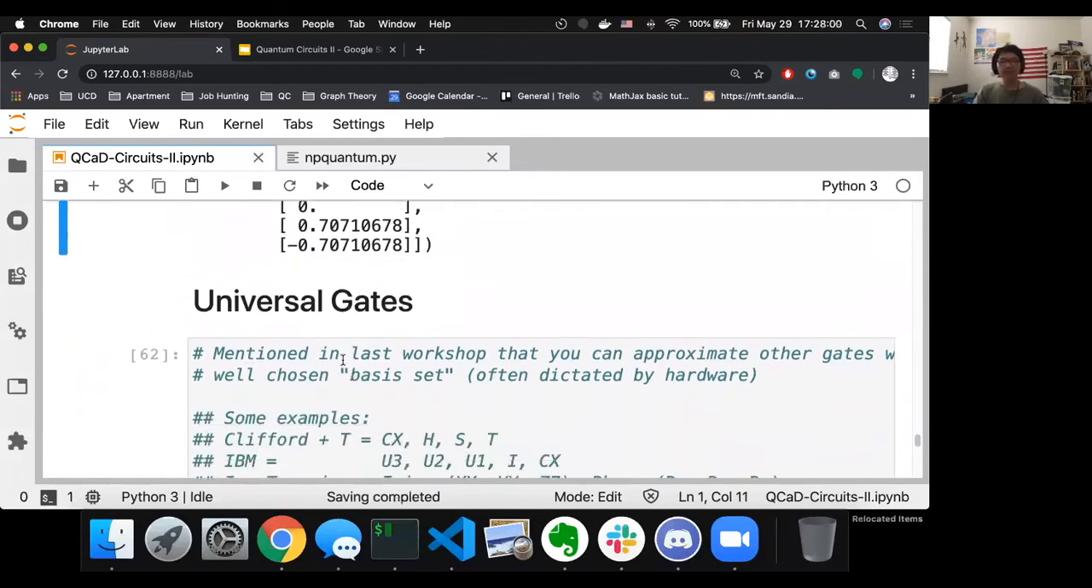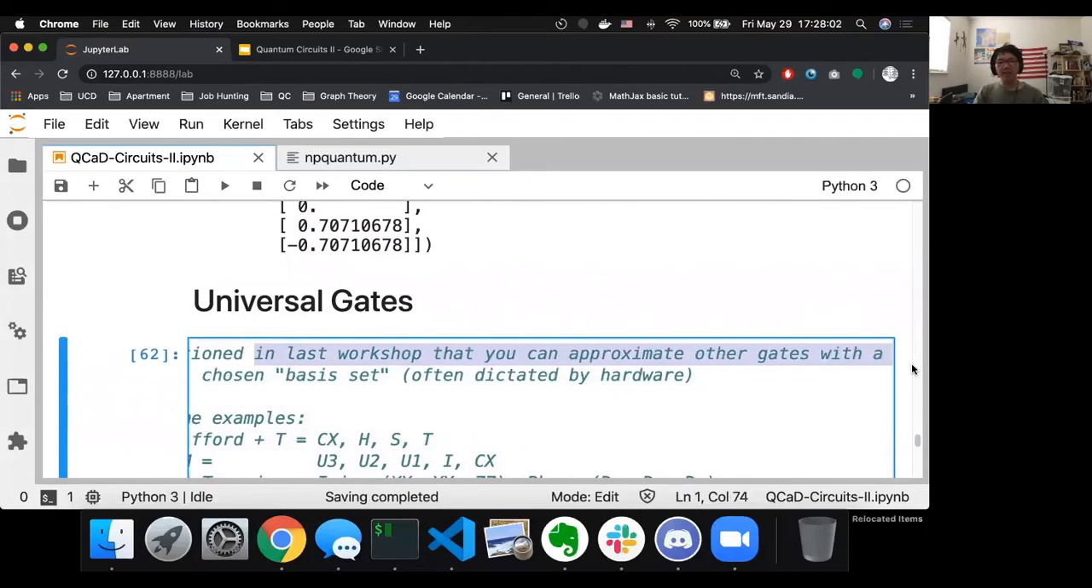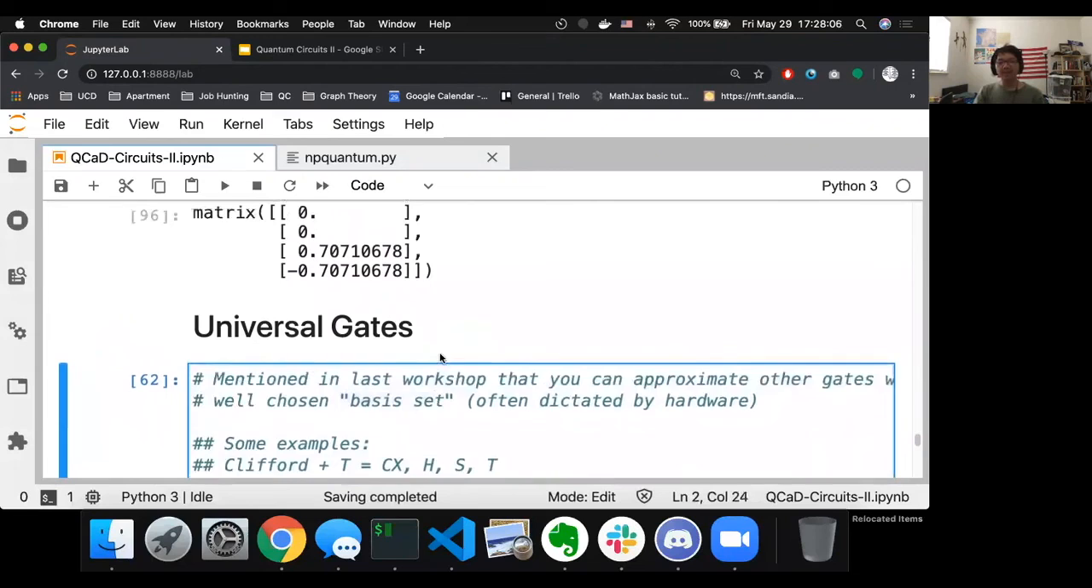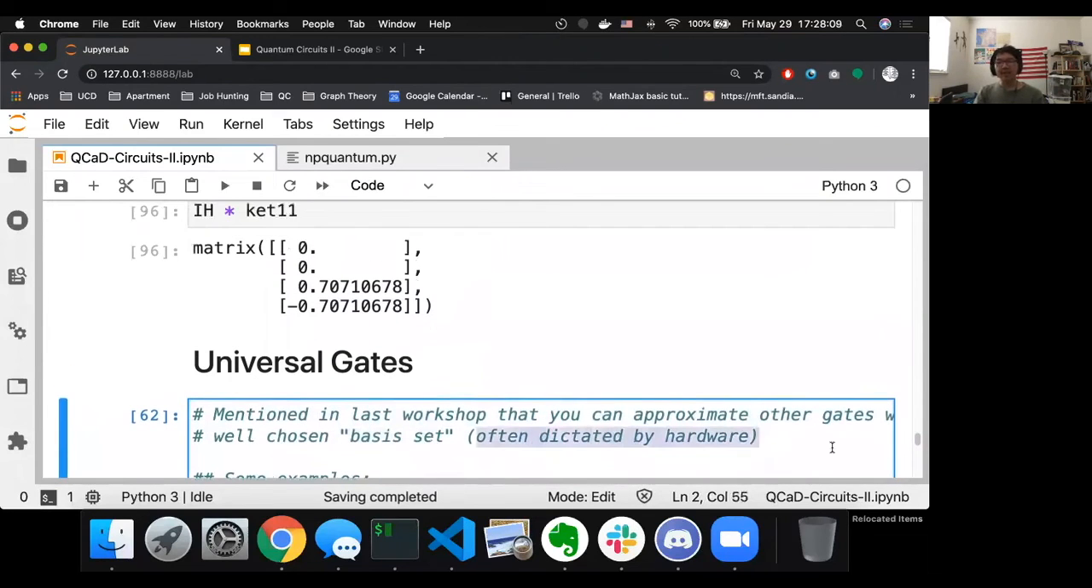So I mentioned in the last workshop that you can approximate other gates with a well-chosen basis set. And this basis set is often dictated by the hardware.